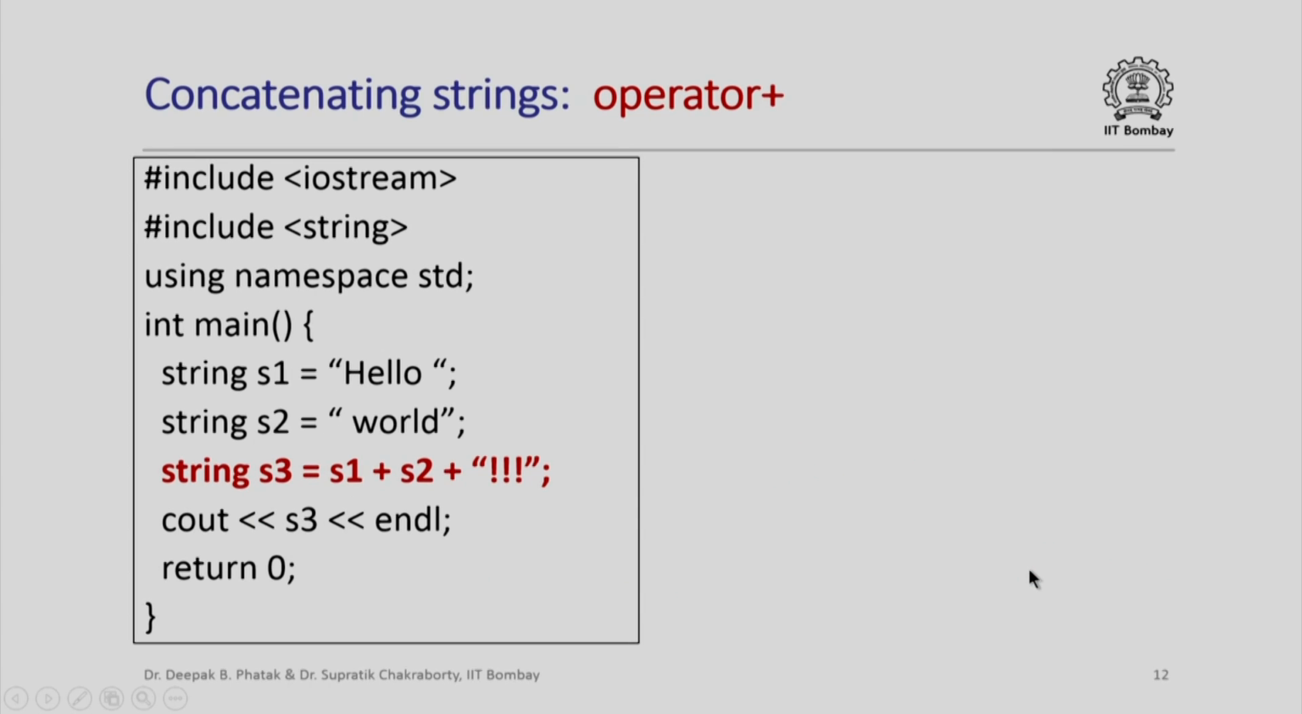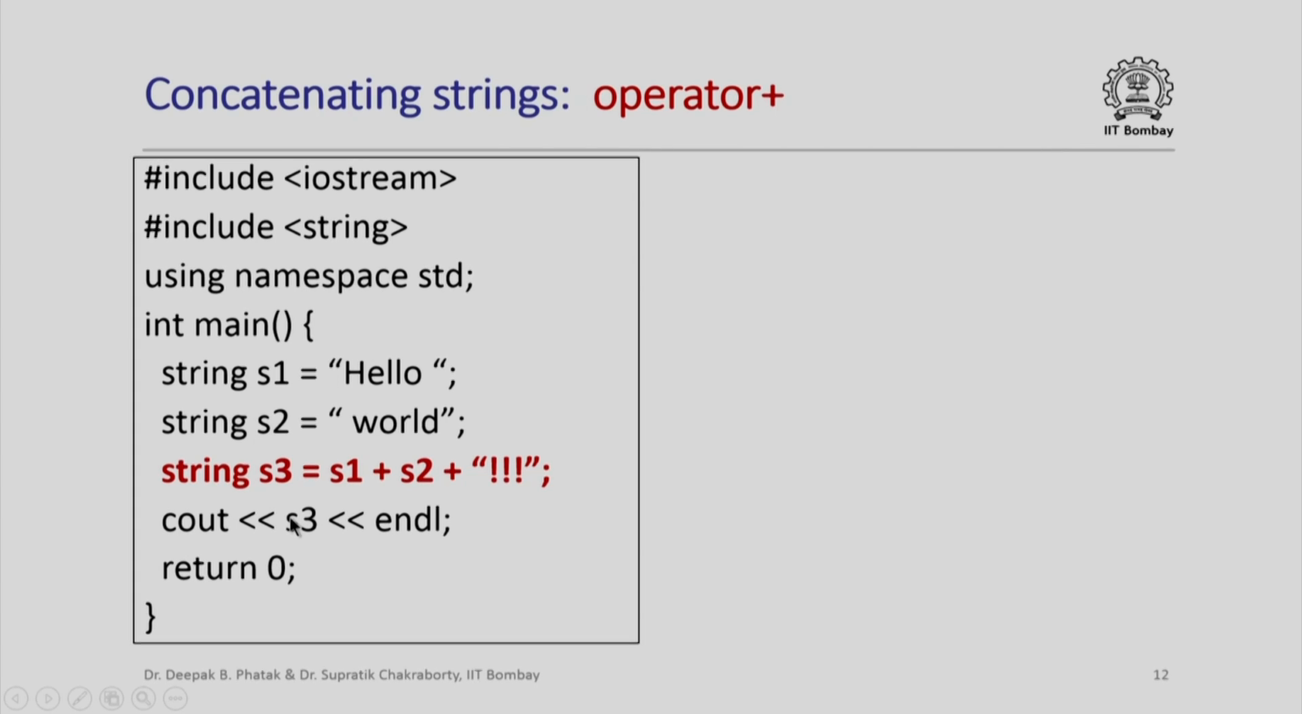Here is another function that you can use with string objects. In this program, I have two string objects S1 and S2, which are initialized respectively to hello space and world, and now I use the plus operator on these strings. What does the plus operator do? This is actually the concatenation operator for strings when you are using the string class. So here this will concatenate S2 to S1, so I will get hello space space world, and then to that will get concatenated this constant string of 3 exclamation marks.